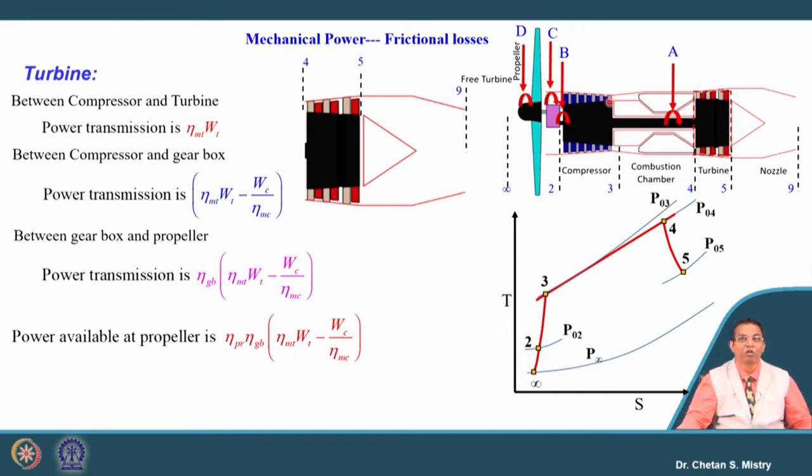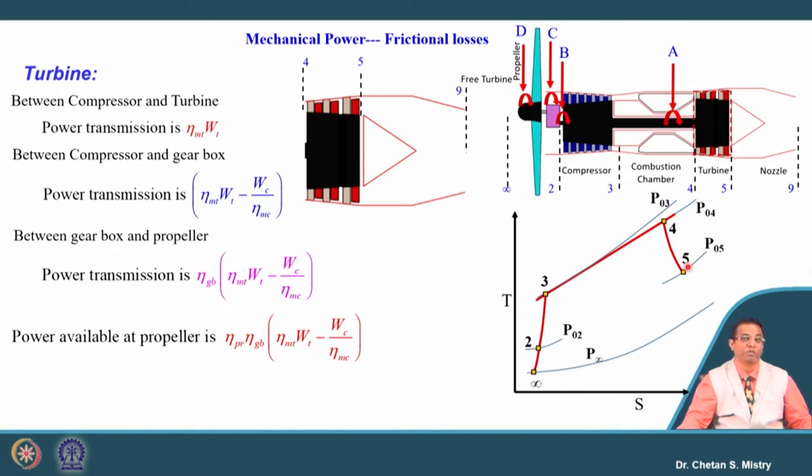Now, in order to rotate this compressor, what is the amount of power requirement, and in order to rotate the propeller also, what is the amount of power requirement, that is a little tricky in terms of calculation. Suppose I have all the aerodynamic properties of this propeller available. If by some means I am able to calculate the power requirement, then by addition of that power, we can calculate where my point 5 will be located.